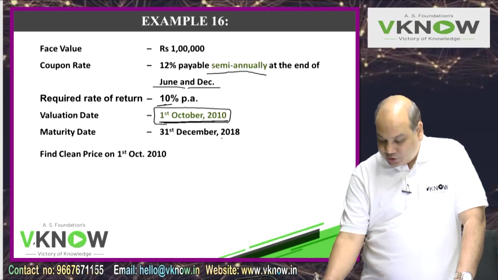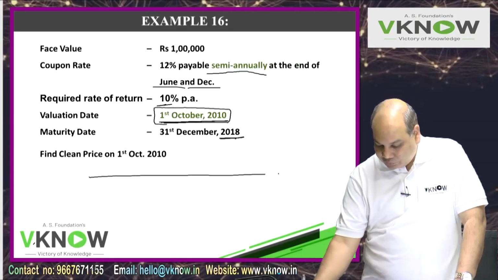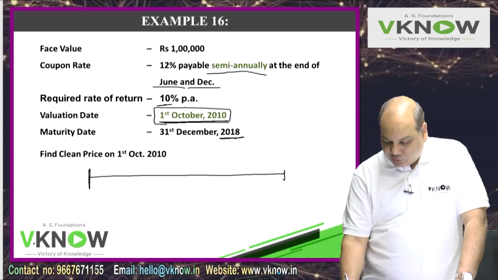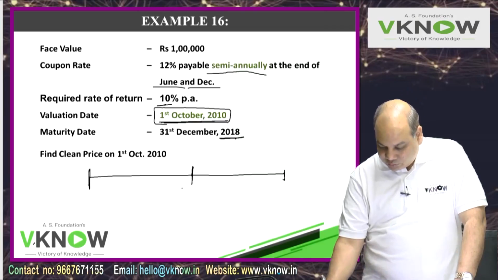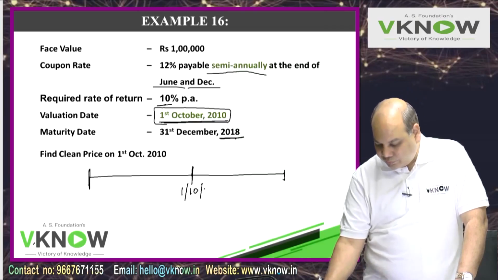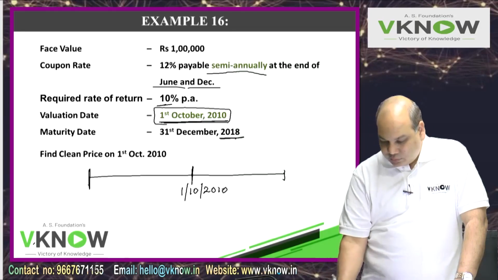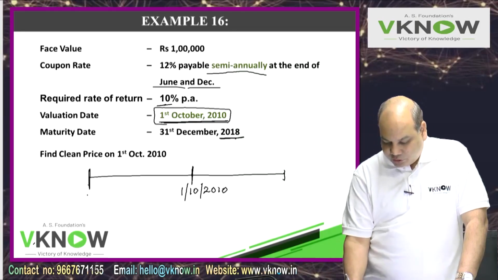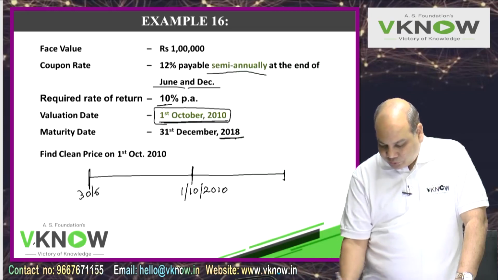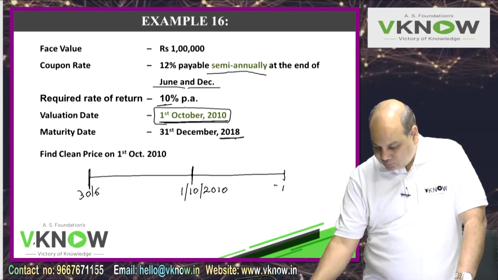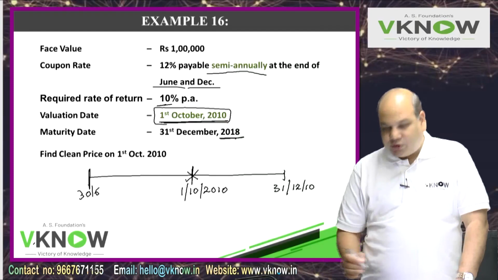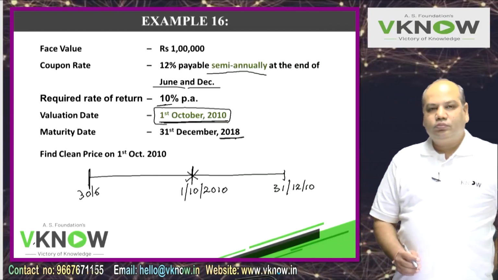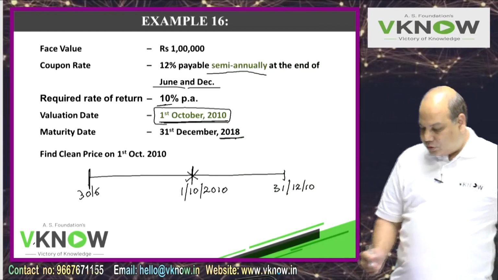Maturity date is 31st December 2018. Find the clean price on 1st October 2010. So this is 1st October 2010. Before this is 30th June. After this is 31st December 2010. So between two interest payment dates, we have to do the valuation of this bond.